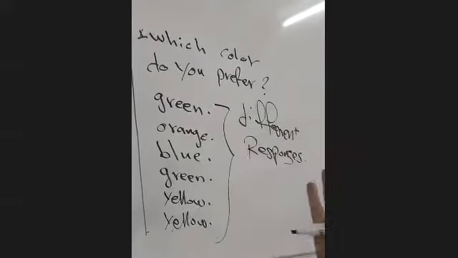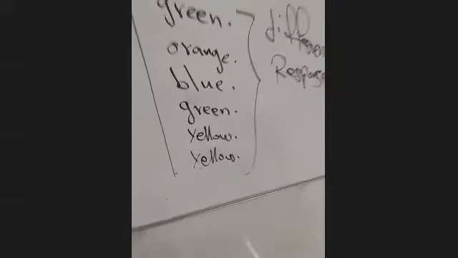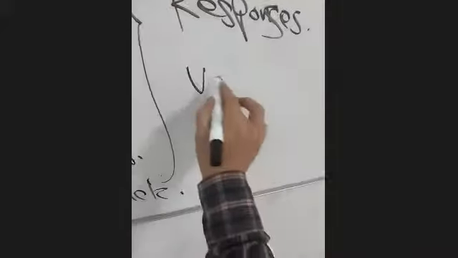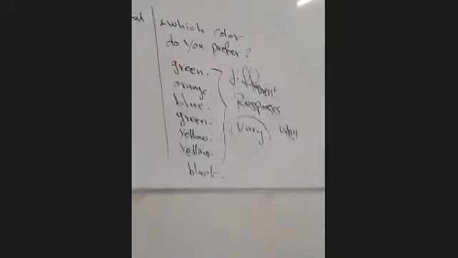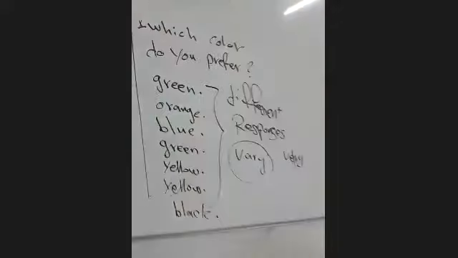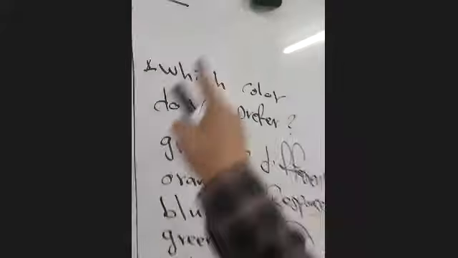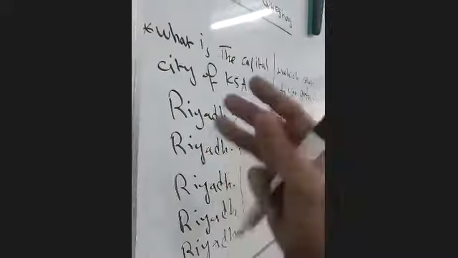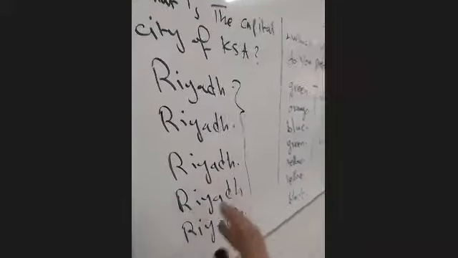Someone prefers green, another prefers blue. For me, Safwan, I prefer black. I love black colors. So it is different. It varies. We call it vary. Not very, no. Vary. Vary means different. Different responses for the same question. But the same students, I ask them this question, what is the capital city of KSA? All of them agreed on one correct answer, which is Riyadh City.